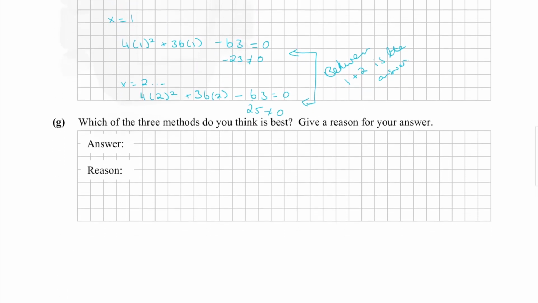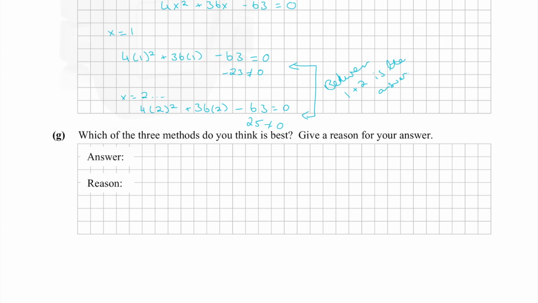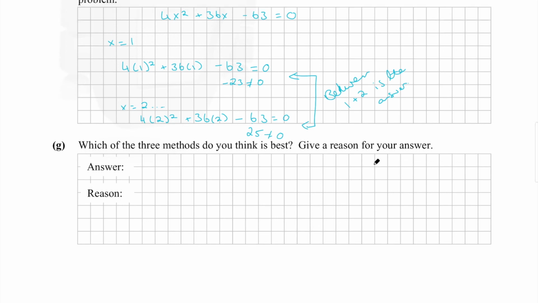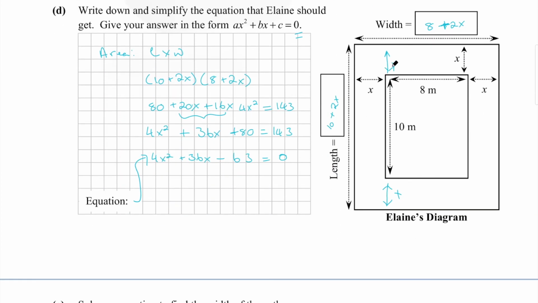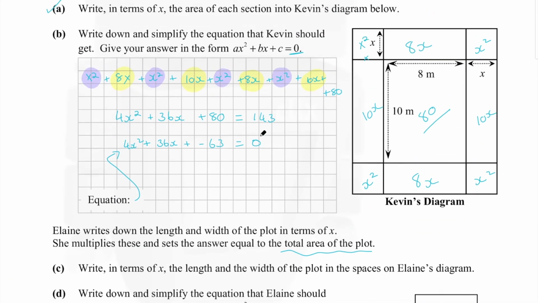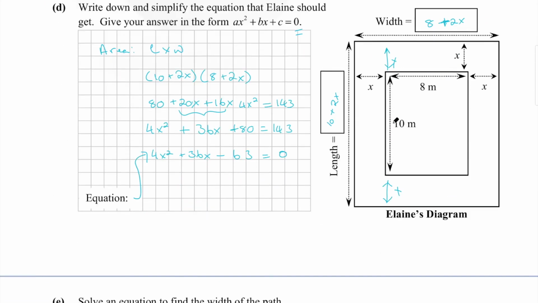The next and final part then was, which of the three models do you think is best, and give a reason for your answer. So that's up to you, but Elaine's model would be preferable here, and all three models are correct, but Elaine's method was the quickest for us and the simplest for us, right? So if you go back and look at Elaine's model, we didn't have to calculate all of these individual areas. We had to calculate the area of just the width, the dimensions of the width and the length, and we were able to multiply out, and we did it in much fewer steps than what we had to do here.